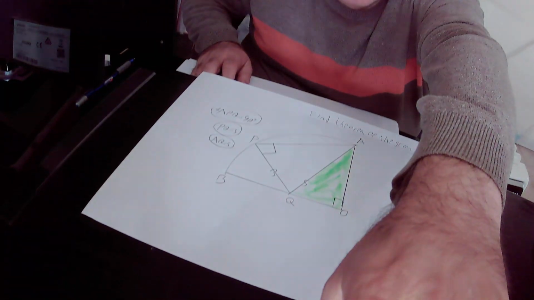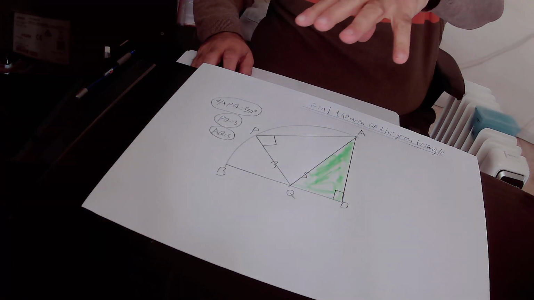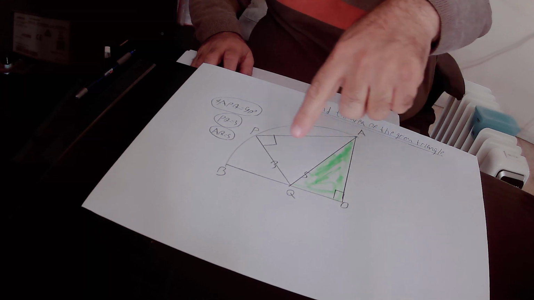In this lecture we will find out the area of the green triangle. In the drawing we have a quarter circle. AOB is a quarter circle.